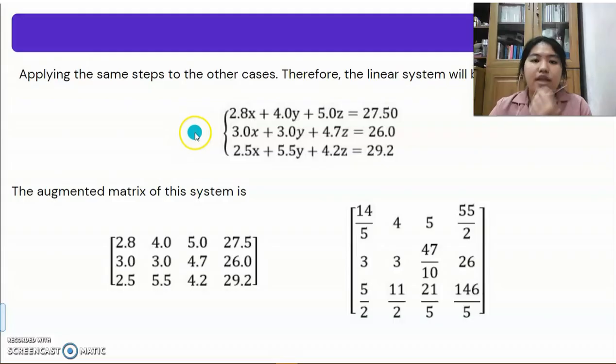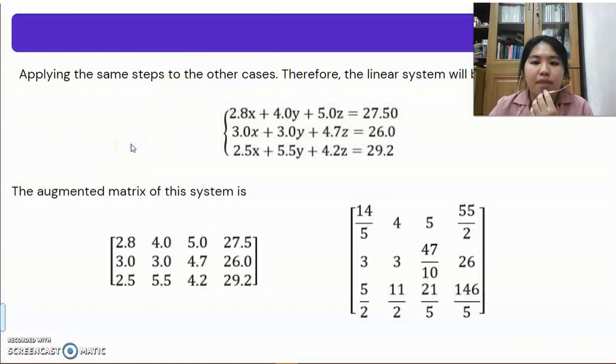Thank you. Then we apply the same steps to the other cases. Therefore, the linear system will be the combination of the equations of the three cases, which is first 2.8x plus 4y plus 5z equals 27.5, 3x plus 3y plus 4.7z equals 26, and last 2.5x plus 5.5y plus 4.2z equals 29.2. We can solve this system by using the Gaussian elimination method.